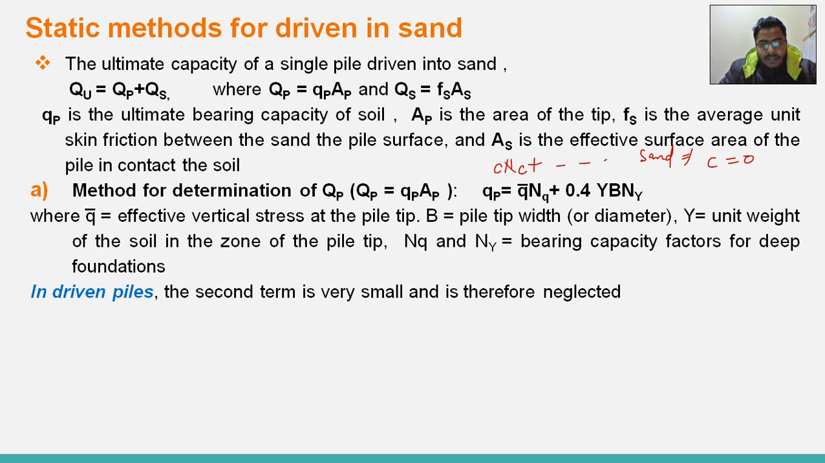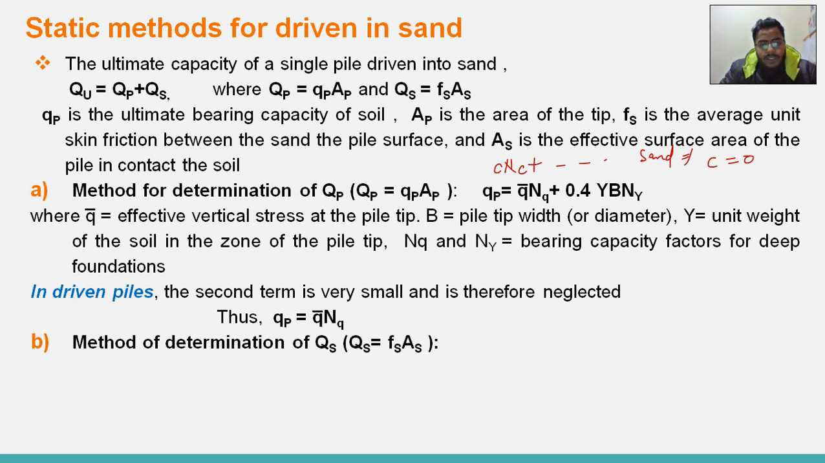So in the driven piles, the second term is very small. After conducting experiments and on the basis of some experience, you can say the second term is very small. Therefore, we can neglect it. Okay, so you can remember this is the exemption. Compared to the first term, the second term is very small, so we can neglect it. So finally, it will come Qp is equal to Q bar into Nq.